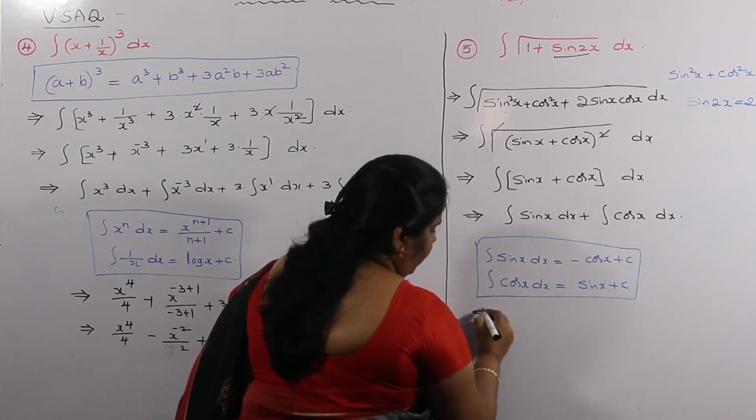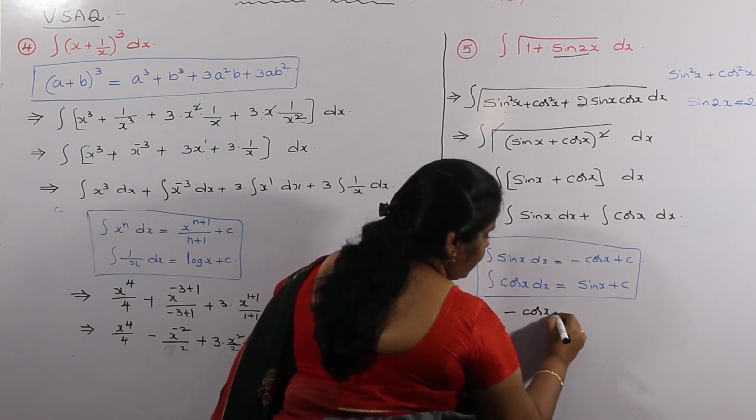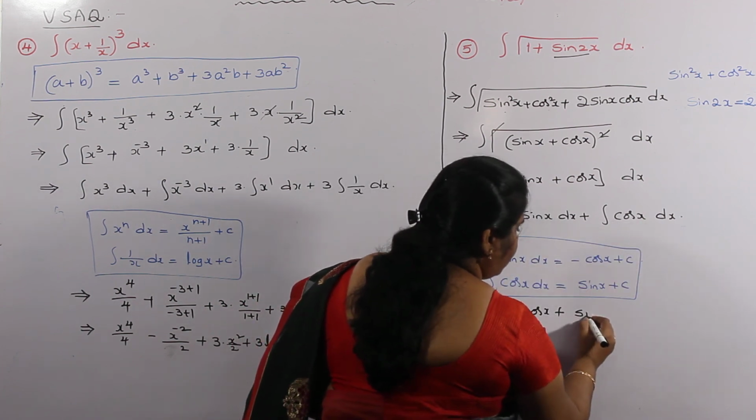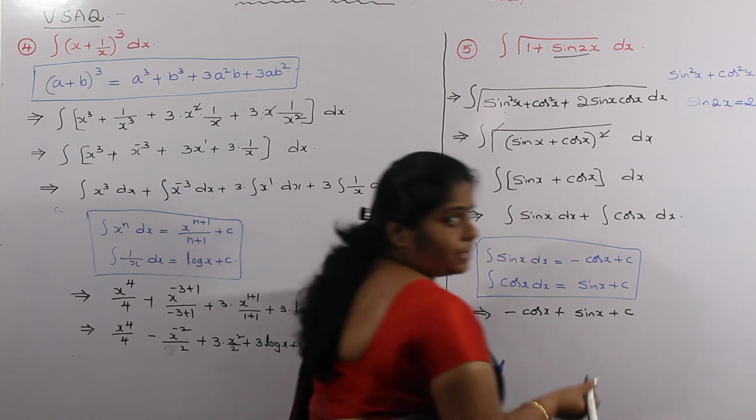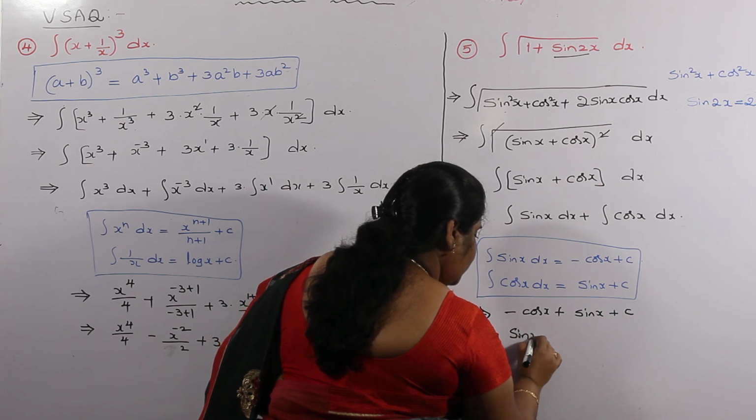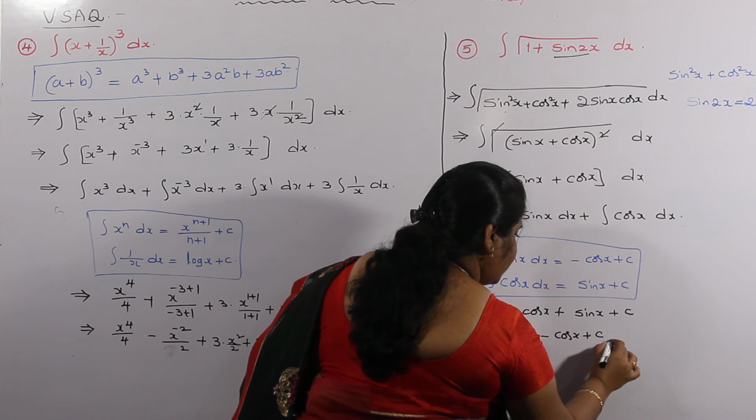That is integral of sin x dx is minus cos x plus integral of cos x dx is sin x. After the integration, we are adding the integral constant plus c. This becomes sin x minus cos x plus c. This is the answer.